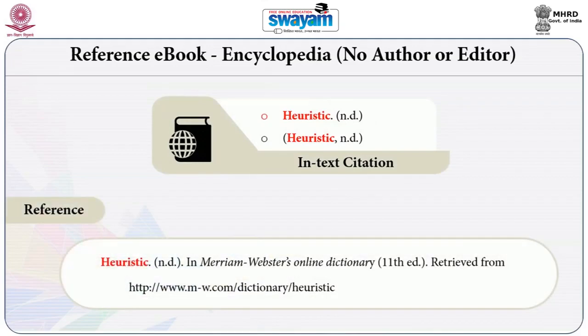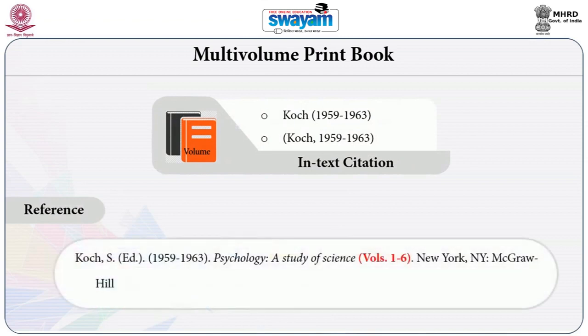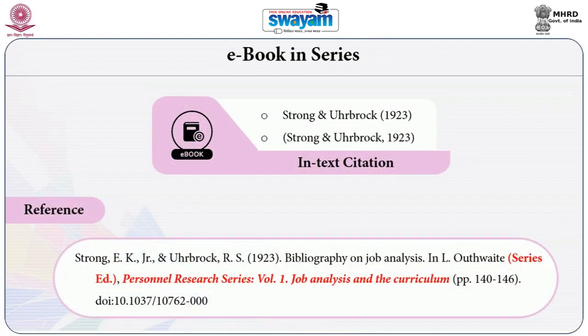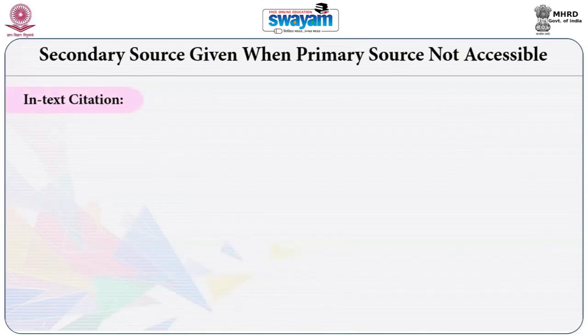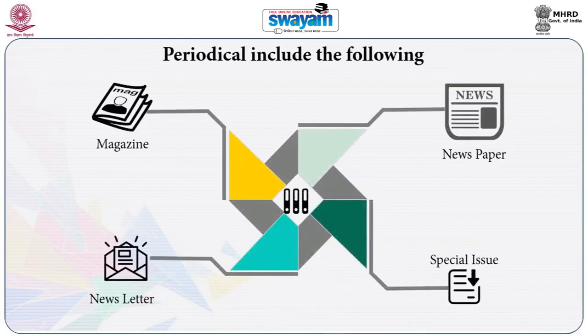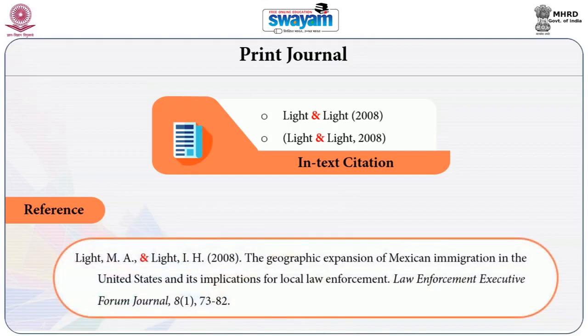Please see the examples of dictionary, encyclopedia with author, encyclopedia without author name as displayed on the screen. Multi-volume print book examples are now displayed on the screen. E-book in series examples are now displayed on the screen. Sometimes when primary source is not accessible, we give secondary source as displayed on the screen. There will be no reference needed at the end.